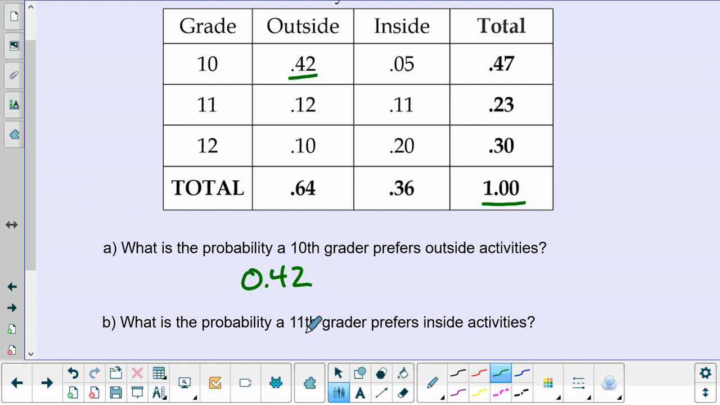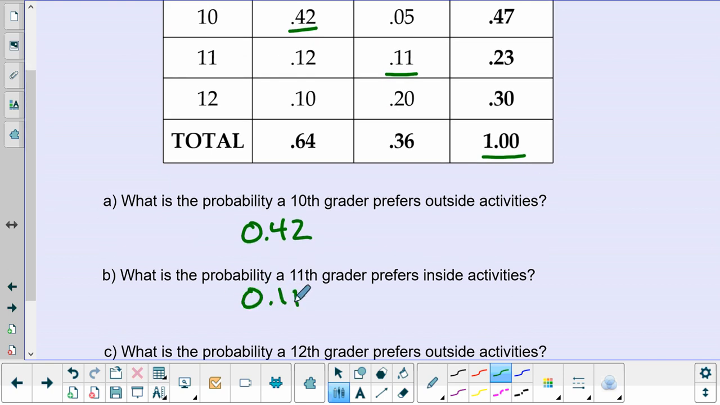What is the probability that an 11th grader prefers inside? 11th grader preferring inside is 0.11. What is the probability that a 12th grader prefers outside? 12th grader preferring outside is 0.10.